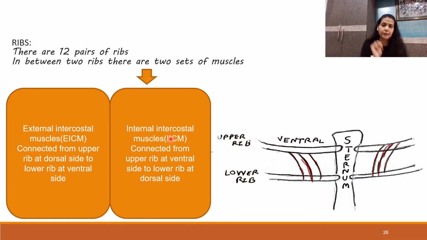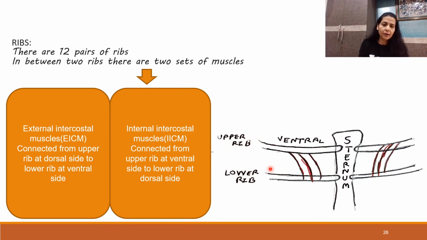So there are two muscles. Where are they present? Between the ribs. What are their names? Intercostal muscles. Since there are two, you cannot name them the same. You have to name them differently. One we call external, the other internal. Difference between the two: external intercostal muscles come from the dorsal side of the upper rib and attach to the ventral side of the lower rib.